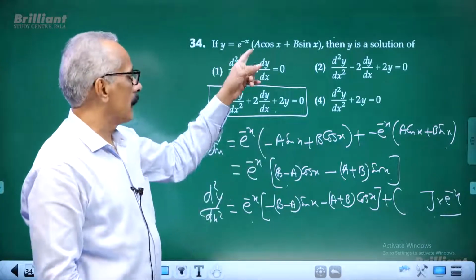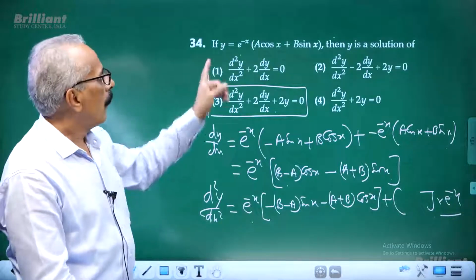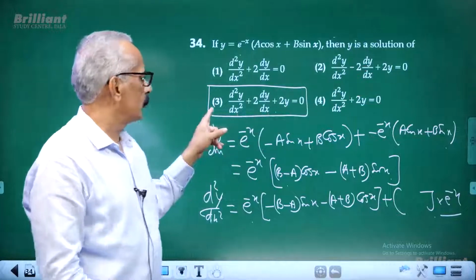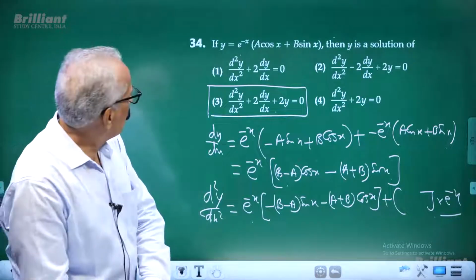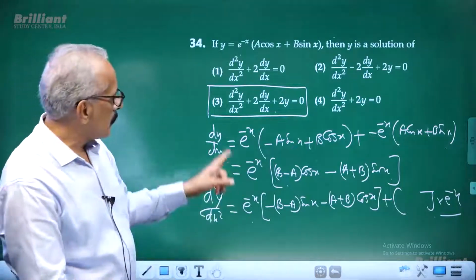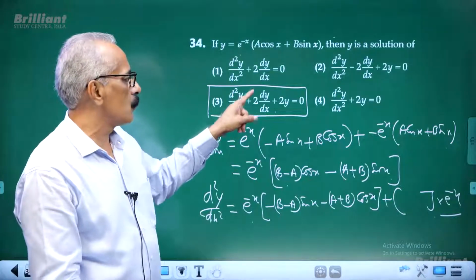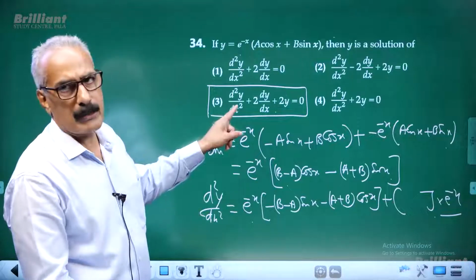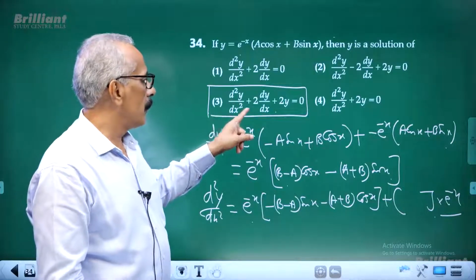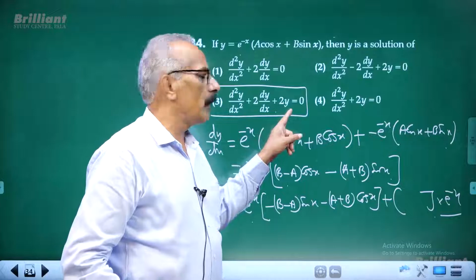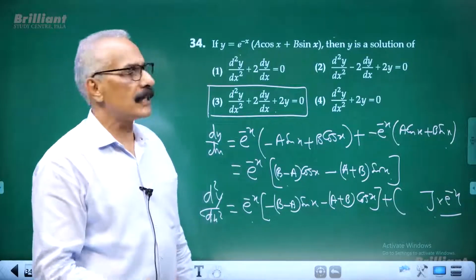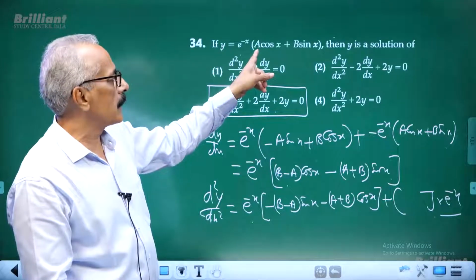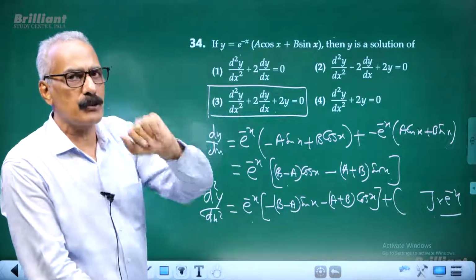So, you have to eliminate. The differential equation for this, that's why y is a solution of this. Your answer will be, this is which one? 34. 34, 3 is the correct answer. D square y by dx square plus 2 dy by dx. I have calculated dy by dx; calculate d square y by dx square and substitute. D square y by dx square plus 2 dy by dx plus 2y will be 0. And this is the differential equation of the curve y equal to this. A is a parameter, b is a parameter, so you should differentiate 2 times.